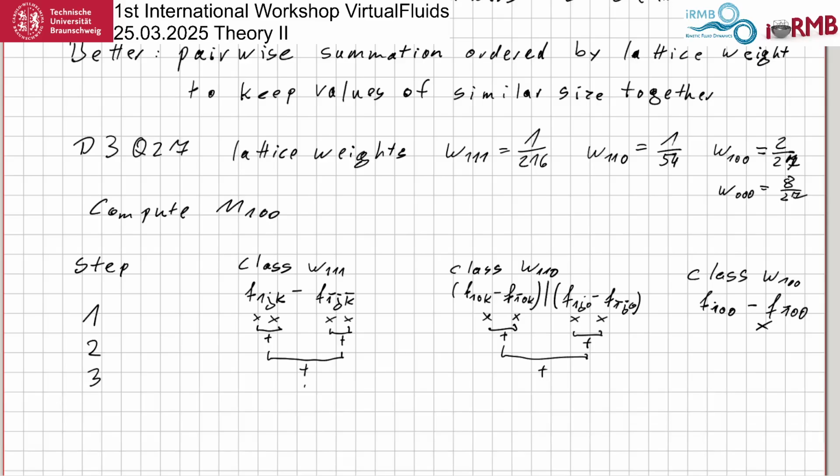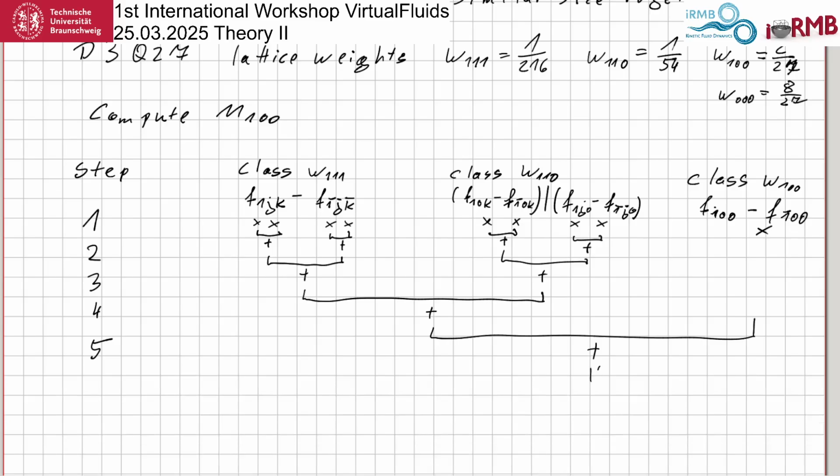Then we add these here together. This is step number 4. And in step number 5, we add this together and this leads us to M100. So why is this better?